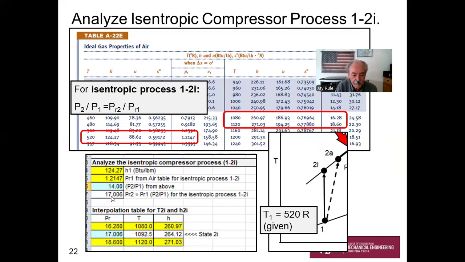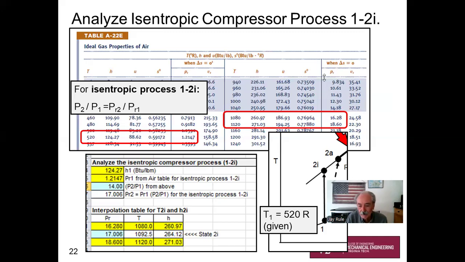I've got to go shopping for a PR value of 17 and change. I'm going to keep moving my picture around. Here we go. Over on the right side of table A22, here's a PR of 16.3 and 18.6. I'm in between those, so I'm going to set up an interpolation table to solve for H2I. Here's my PR values that I got off the table. Here's my PR value, 17.006. The H values I got off the table, so I'll linearly interpolate to get H2I is 264 BTUs per pound mass.